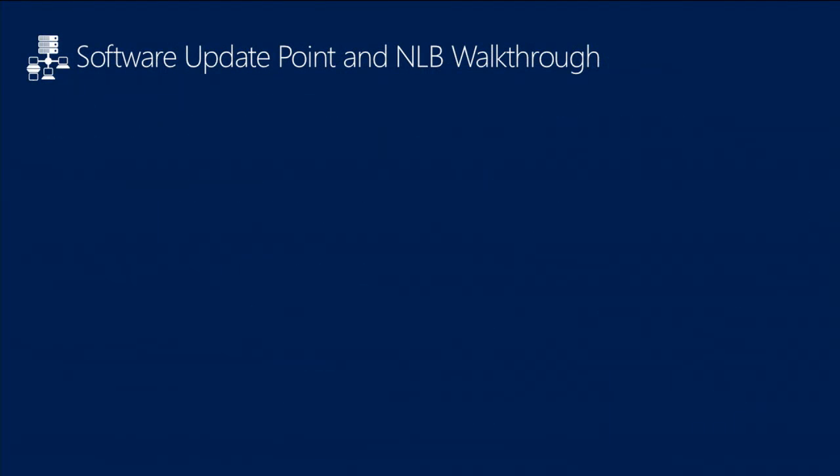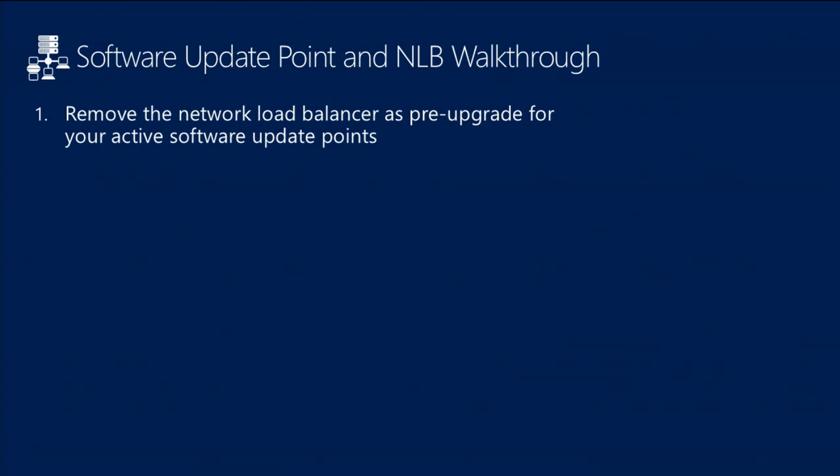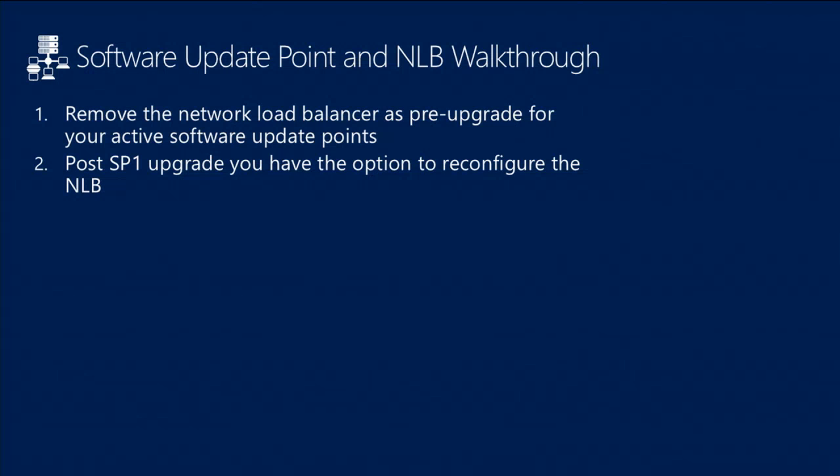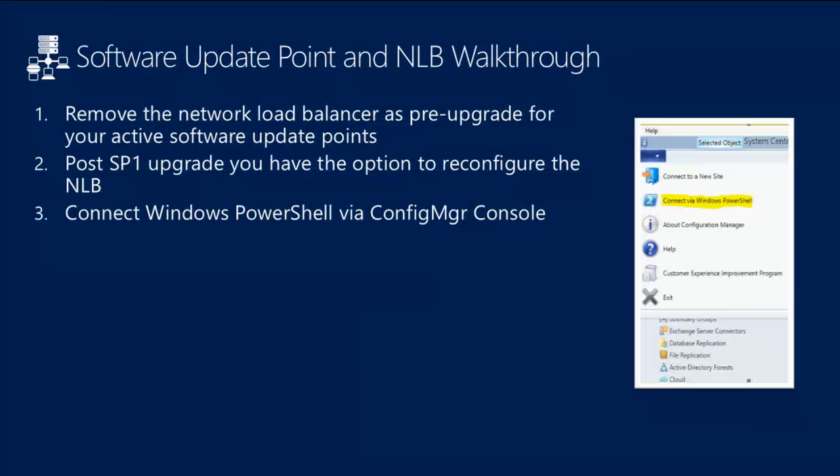So let's do a quick walkthrough. Say you have a 2012 environment, and you want to update from 2012 to SP1, and you have an NLB currently, or you're thinking about having an NLB or hardware-based load balancer at a later point in time. What are the steps that you would have to perform? Step number one is remove the existing load balancer, as we talked about. You would have to deprecate it to have a single active software update point. Then post SP1 upgrade, you can reconfigure the NLB. Of course, you cannot do it through the wizard or the console. You can do it through the PowerShell commandlets.